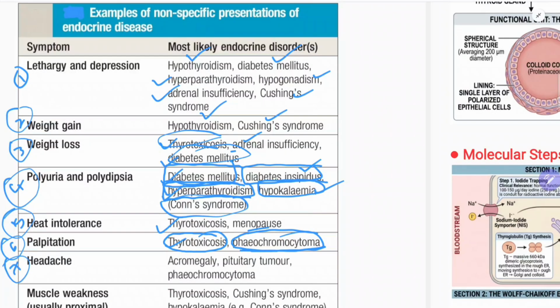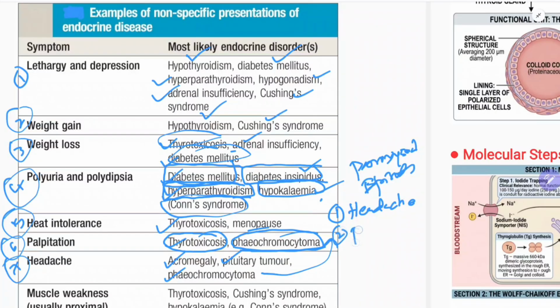Number 7 is headache, where you see acromegaly, any pituitary tumor, and pheochromocytoma. Okay, so the disorders like growth hormone excessive production, or any tumor of the pituitary gland, or pheochromocytoma. So remember the triad of pheochromocytoma. What is the triad of pheochromocytoma? Number 1, headache. Paroxysmal attacks will be there. Paroxysmal episodes of headache, palpitations, and third is hypertension.